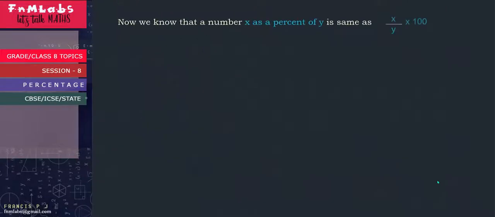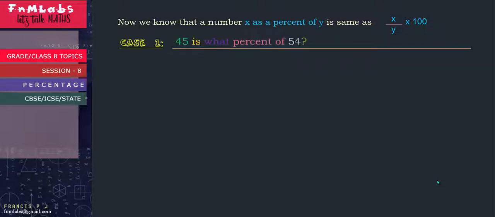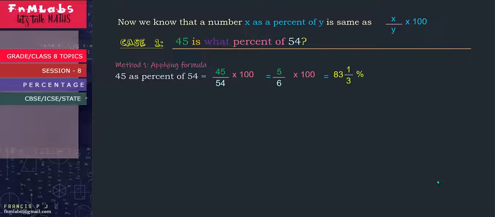Now we know that a number x as a percent of y can be written as x by y into 100. As a case 1, let us see 45 is what percent of 54. This can be done in two ways. In method 1, we apply the formula which we have learned. 45 as percent of 54 means 45 divided by 54 times 100, which is equal to 5 by 6 times 100. That is again equal to 83 and 1 by 3%.